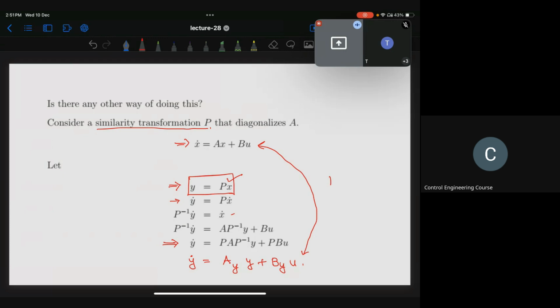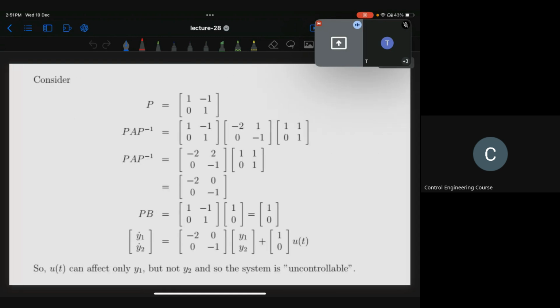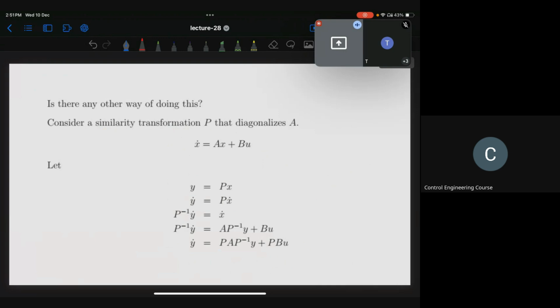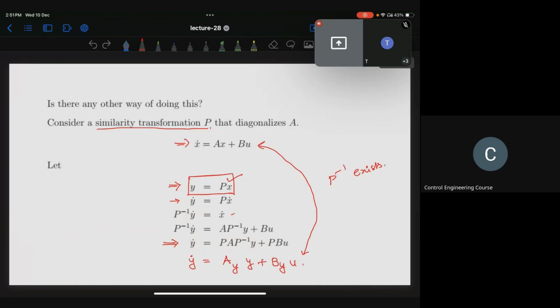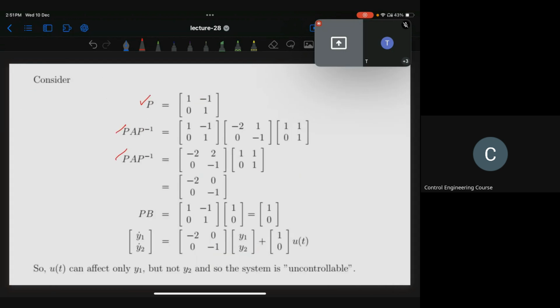where P inverse should exist. So you can directly take any P matrix for which P inverse exists. You can calculate these terms, and then, given the state space system, you can write it like this.